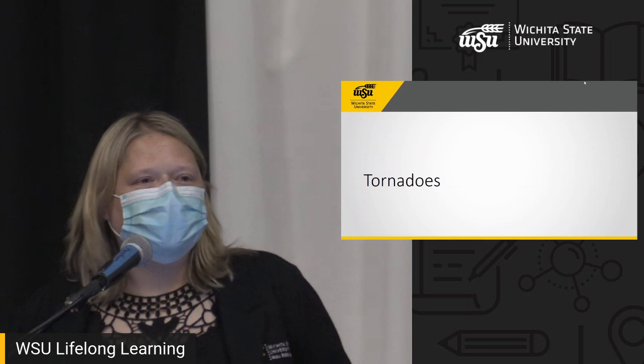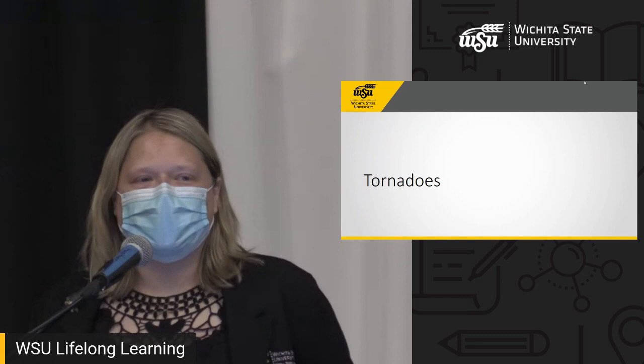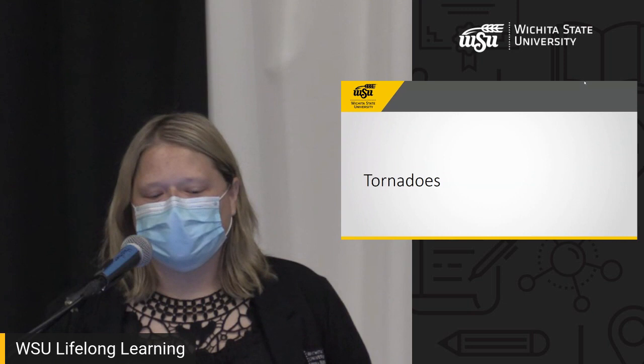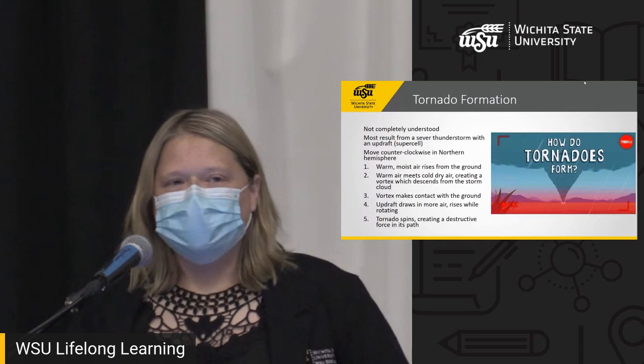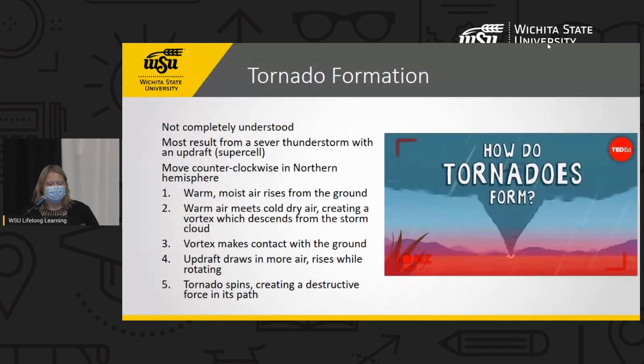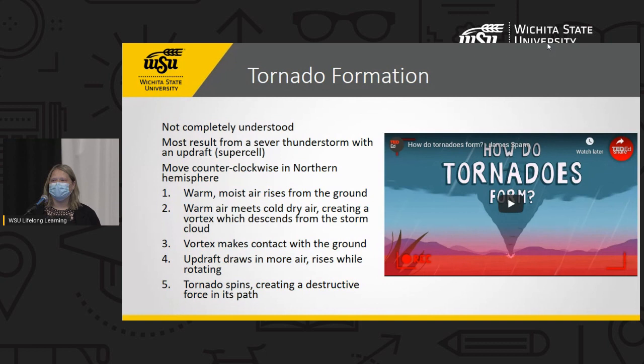Welcome back. And now we're going to move on to tornadoes, which are probably quite a bit more familiar to most of us than some of the other natural disasters. And it's a natural disaster that where we're at now, we're always at risk of a tornado in any given year. So, like hurricanes, tornado formation is not entirely understood. But we do know that they result from a severe thunderstorm with an updraft, which is called a supercell storm.